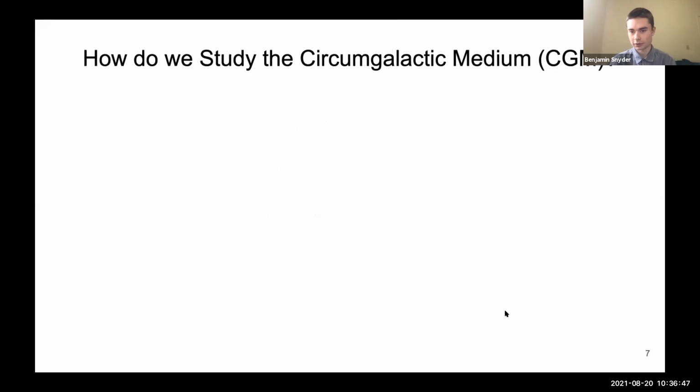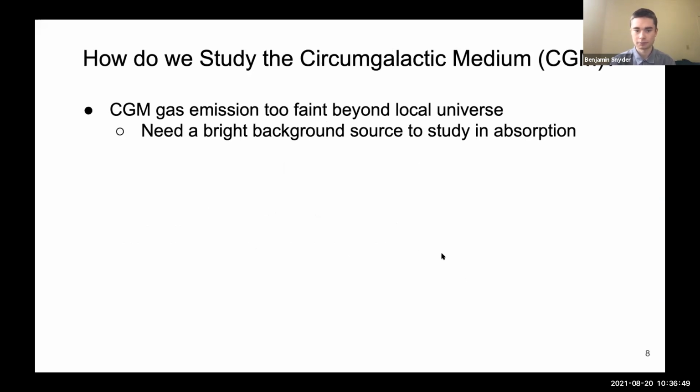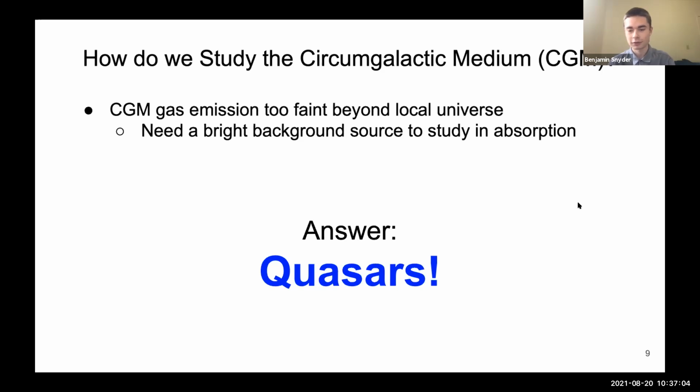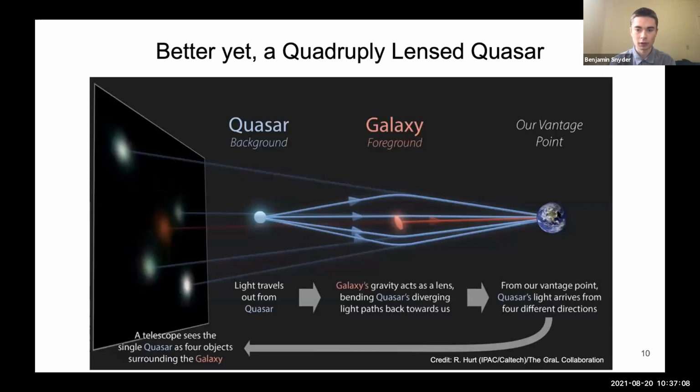So how do we look at the gas in the circumgalactic medium? The emission from this gas is too faint to study beyond the local universe, so we need a bright background source to study it in absorption. And like we've already seen in Kevin's project, we use quasars, some of the brightest objects that we can observe. Better yet, in this project, we're using a quadruply lensed quasar.